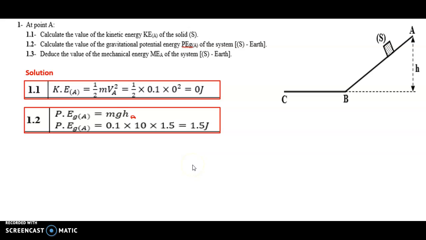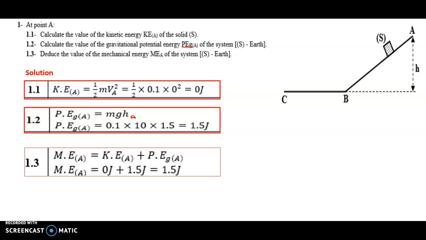Now deduce the value of the mechanical energy at A of the system as Earth. Having kinetic energy at this position and gravitational potential energy, we say that mechanical energy at A is equal to kinetic energy at A plus potential energy at A, which is equal to 0 plus 1.5, so 1.5 joules.